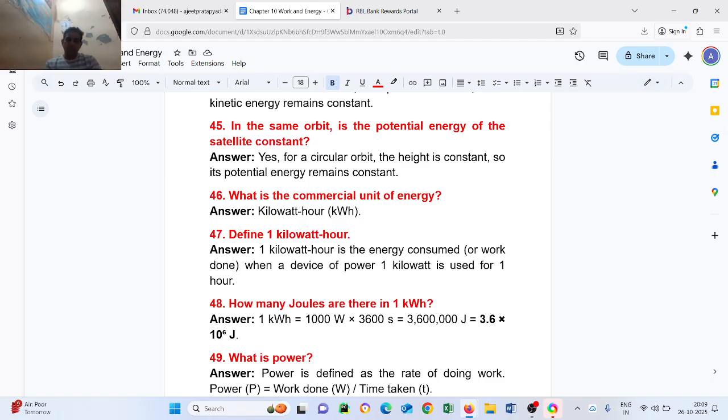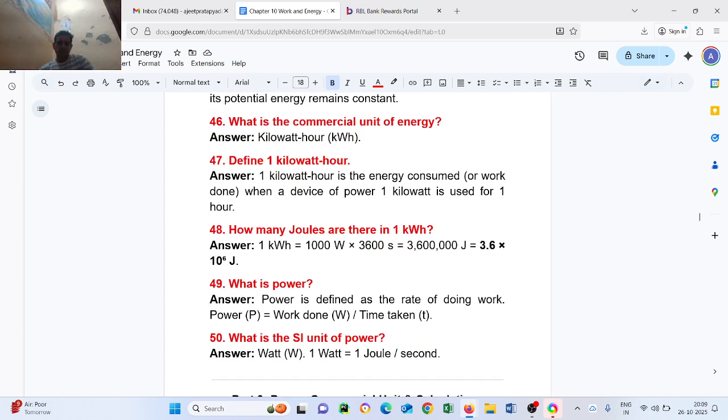1 kilowatt hour equals 1000 watt multiplied by 3600 second, equals 36 lakh joule, 3.6 multiplied by 10 to the power 6 joule.